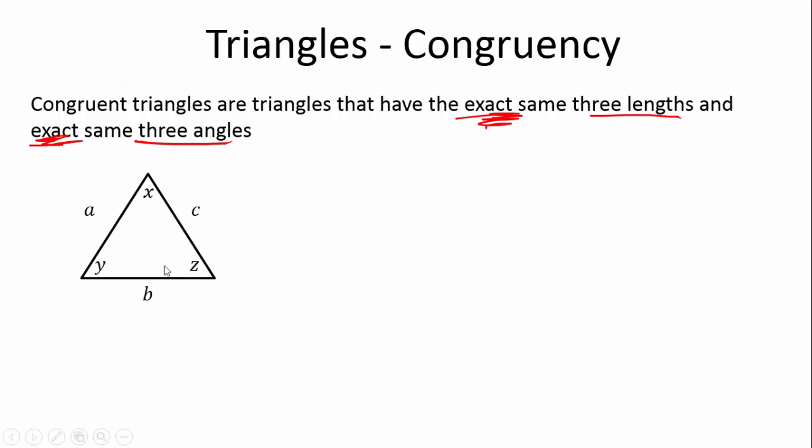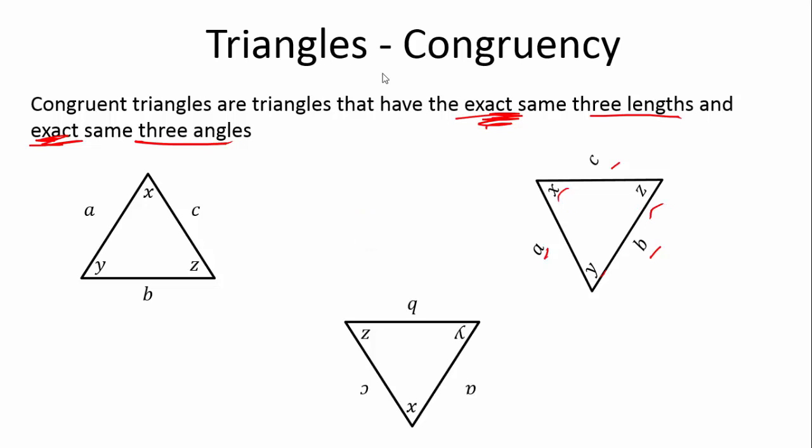So we have ABC with angles X, Y, and Z. I've rotated this triangle, but it still has A, B, C, X, Y, Z. It is exactly the same. What about now? I've put it upside down, and I've kept everything upside down, but it's still A, B, and C, X, Y, and Z. It's the same triangle, right?